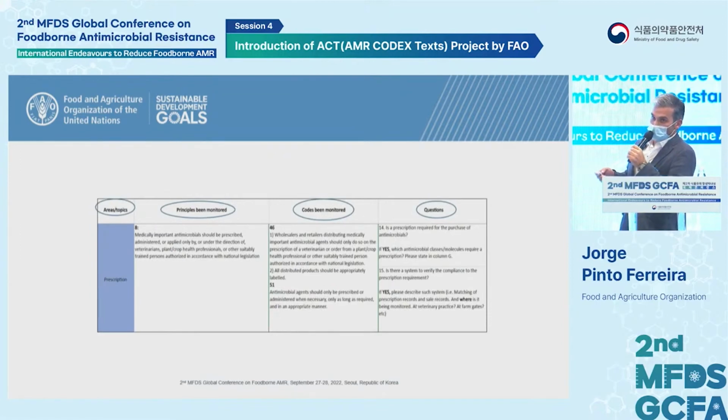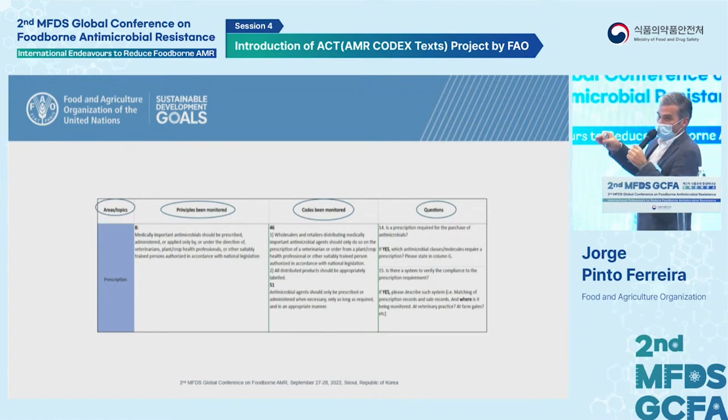It's a very down-to-earth thing. We divided all the code of practice into areas or topics that we were specifically interested in, and then we put the principles and the codes that are being monitored. For the sake of time, I will not read them, but there's a principle saying which molecules need a prescription to be sold. And there are 2 codes that specifically say antimicrobials should be sold upon a prescription. And again, now we have a codex standard that states this. This is very useful to have.